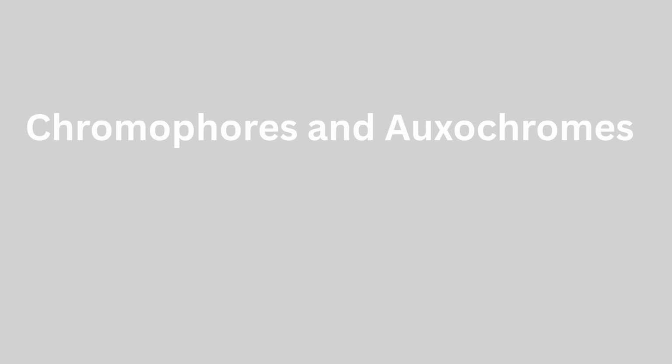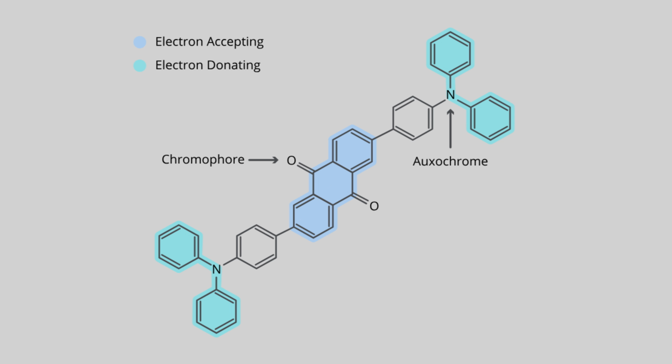Chromophores and auxochromes. Chromophores. Chromophores are molecular moieties responsible for light absorption in the UV-Vis region. Typical chromophores include the carbon-carbon double bond, the carbonyl C=O, NO2, and aromatic rings. These groups undergo electronic transitions, for example pi to pi star, and determine absorption characteristics.